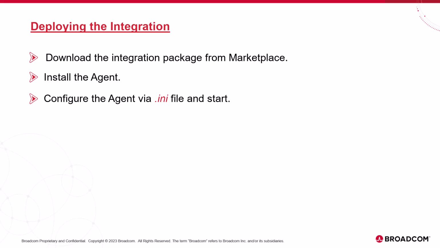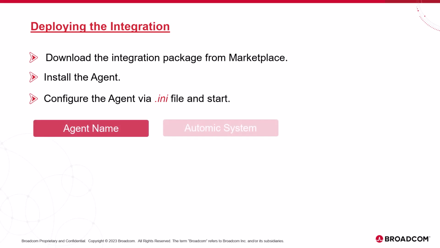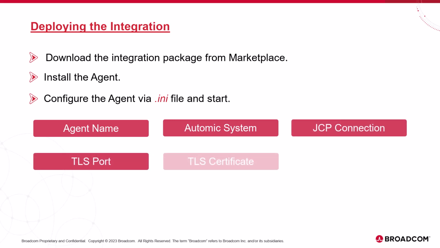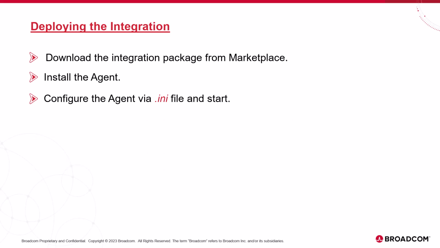SAP BTP is a standard Automic agent. It requires at least 4 values to be updated: agent name, Automic system, JCP connection, TLS port, and finally, TLS certificate. When the agent is configured, we start it. New object templates are deployed.